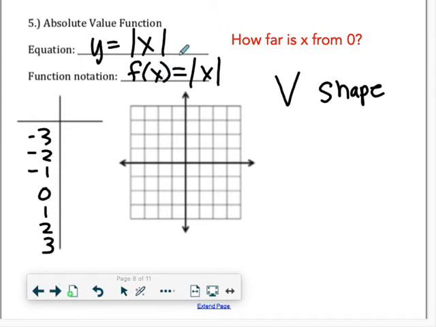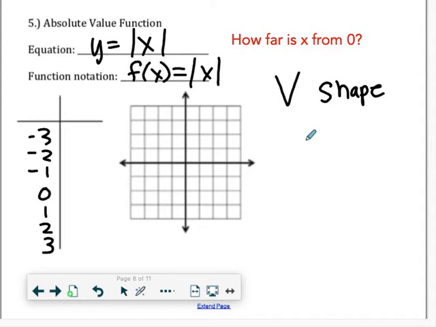Second to last one. Absolute value. Absolute value equation is y equals the absolute value of x. Mathematically, what are we asking ourselves here? How far is x from 0? Function notation, f of x equals the absolute value of x. Now, after we graph our points, we're going to get a V shape.